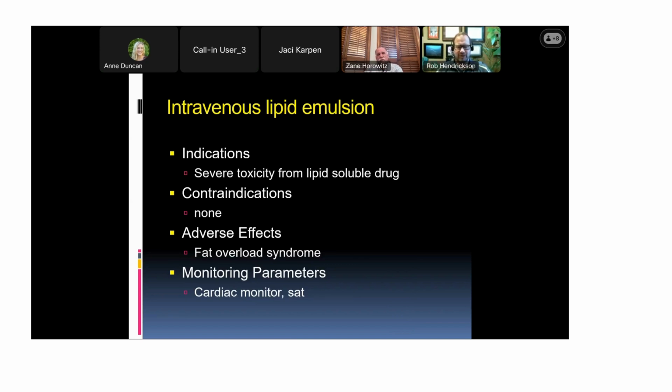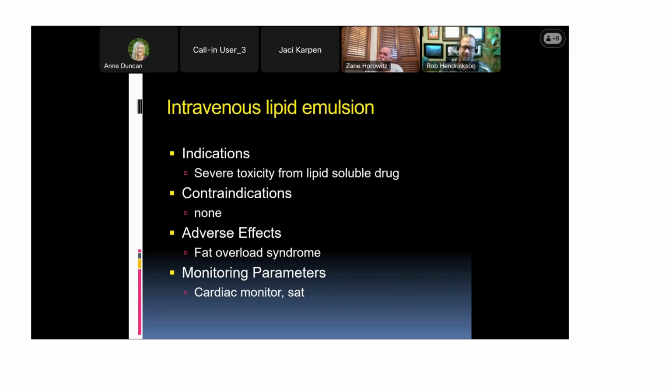Contraindications, I don't know of any. Adverse effects, there's at least a theory for giving way too much. If you follow our guideline, we won't do that, but we do have a case report of someone getting something like 2.5 liters of intravenous lipid emulsion. And the biggest issue, they didn't get any fat overload syndrome or pancreatitis, or acute lung injury.